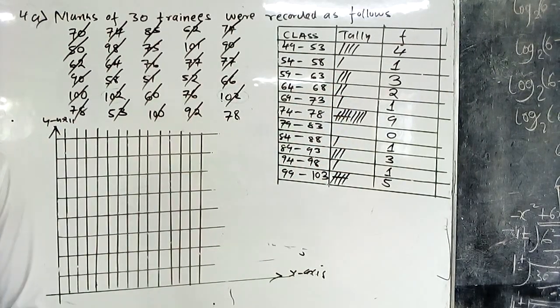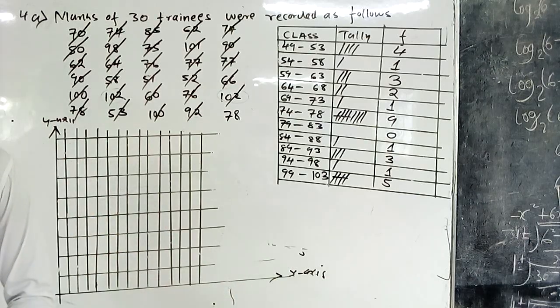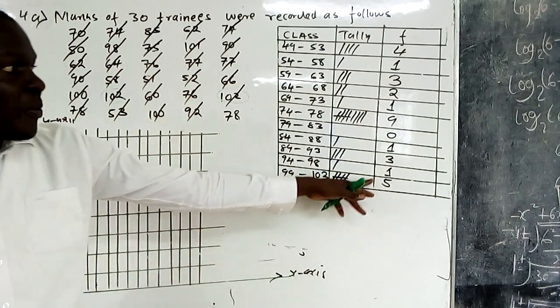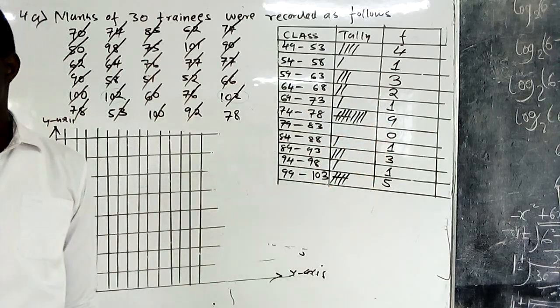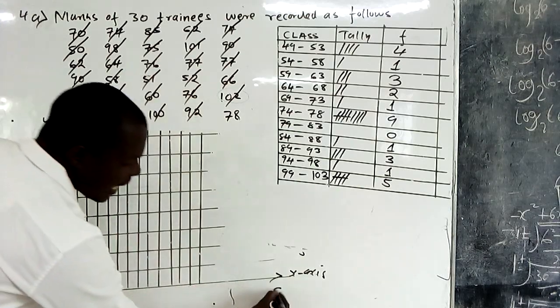So when it is the same interval, it is just frequency against class limits, isn't it? Frequency against class limits. So which one is our highest frequency? 9, isn't it? Our highest frequency is 9. So we are going to plot F against class limit.